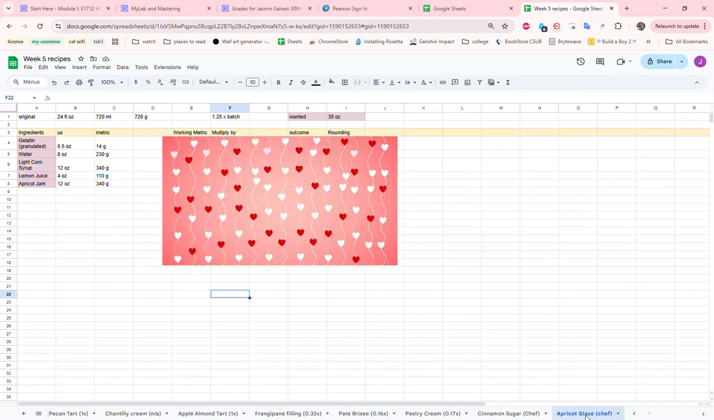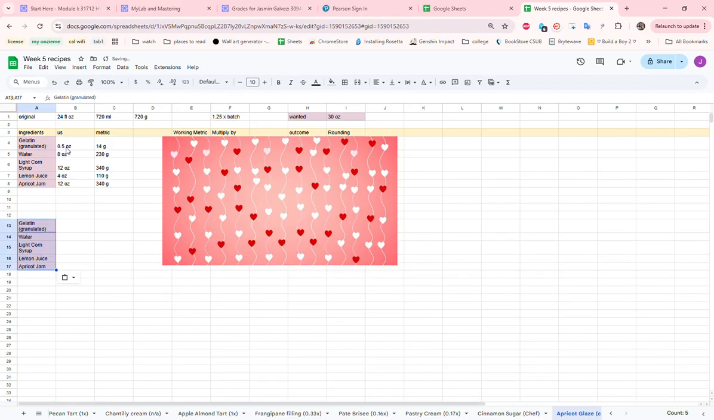Lastly, we have the apricot glaze, which chef will make. Again, this is just in case. We have the original 24 fluid ounces, 720 milliliters, or 720 grams. This is a 30 batch, or a 30 size, I should say. And again, we got the batch number by doing wanted divided by original, so 30 divided by 24 to get 1.25 of a batch.